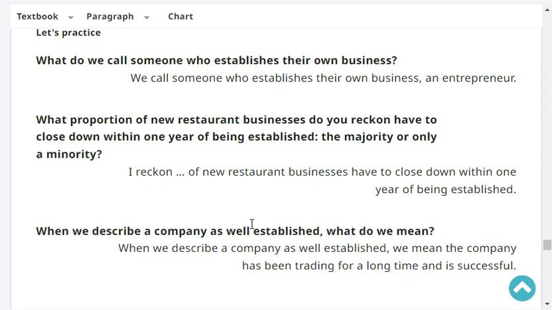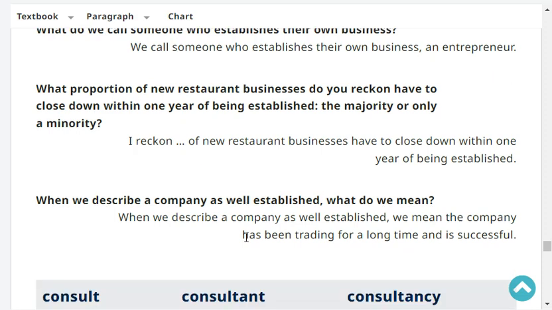What proportion of new restaurant businesses do you reckon have to close down within 1 year of being established? The majority or minority? I reckon a minority of new restaurant businesses have to close down within one year of being established. Very good.